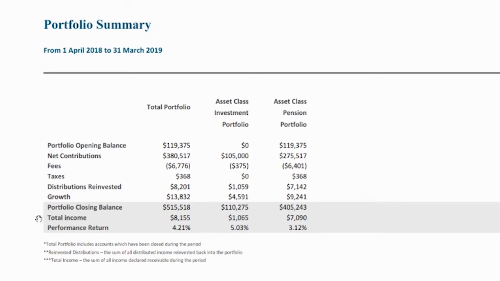Total income is very similar to the distributions reinvested. However, rather than being the distributions paid into your cash account, it's concerned with the distributions that were actually declared over that period. For example, if you had a distribution that was announced on the 29th of March, but not paid until the 3rd of April, it wouldn't show up in the distributions reinvested, but it would show up here in total income because we know the money's coming.